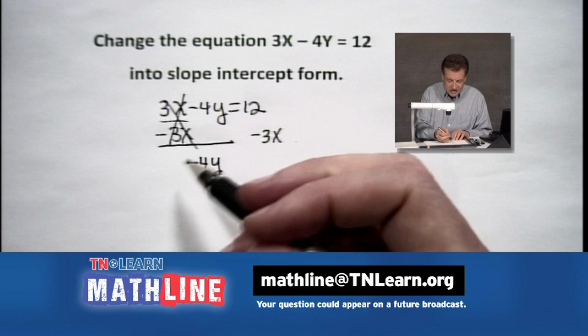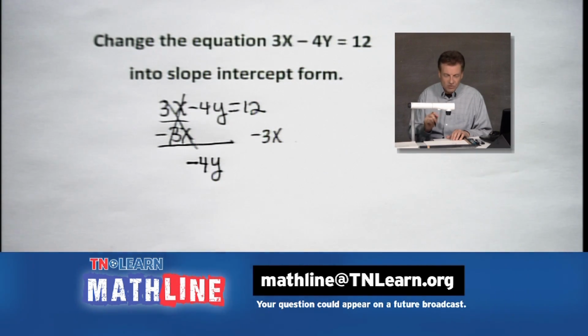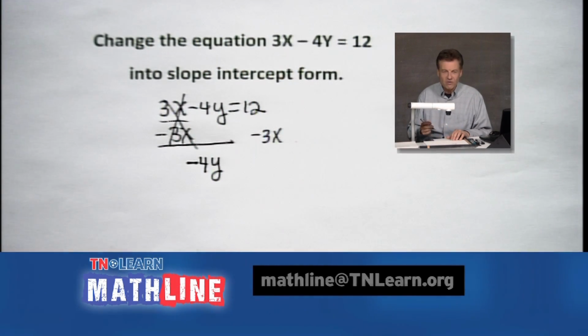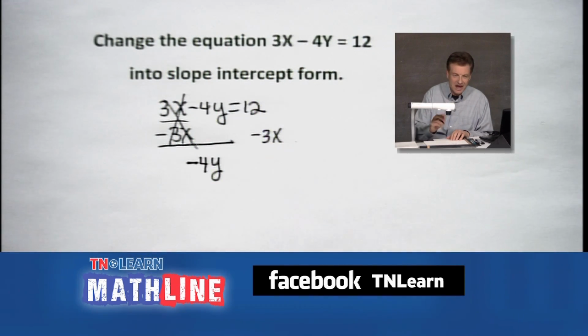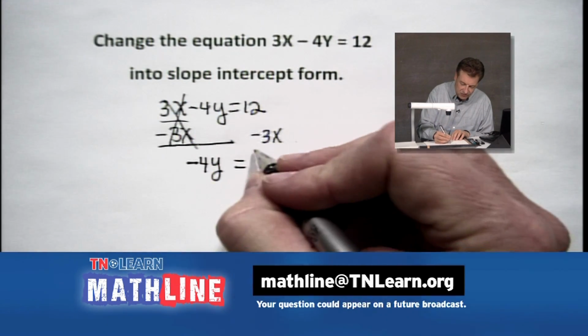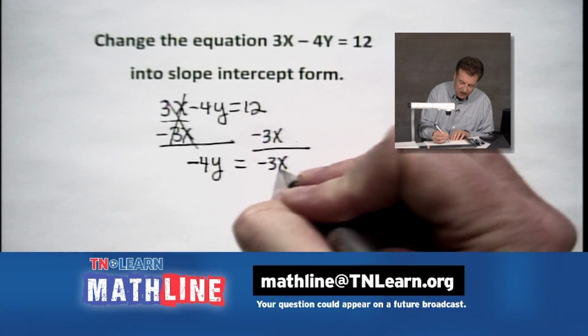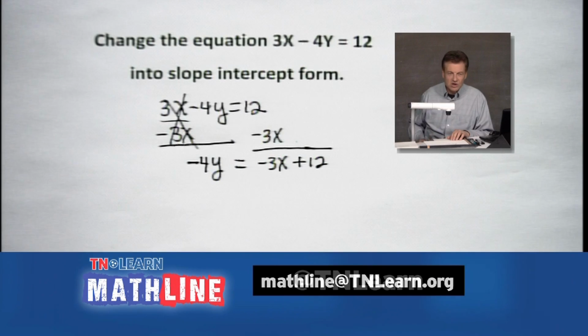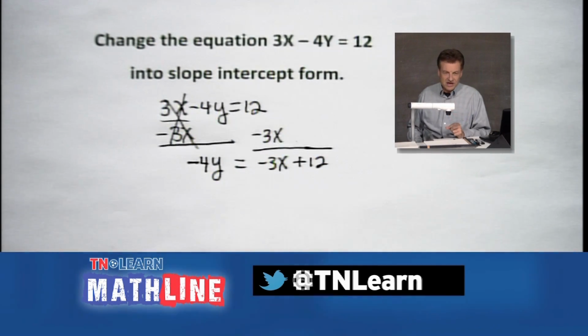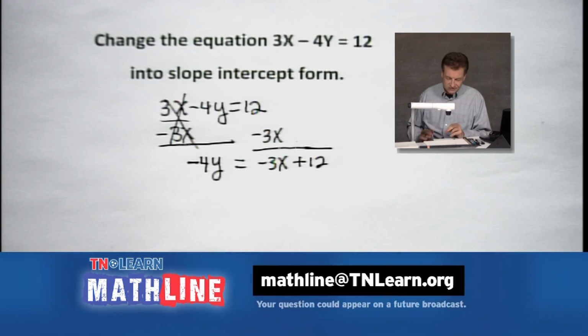We can't lose that sign. Sometimes when my students are working a problem like this, they say, oh, we've got 4y now. No, you don't. You've still got a negative 4 in front of that. You've got to deal with that. On the other side, I've got negative 3x, and I've got to add 12. Right there we go. If we look at this, we're getting closer.